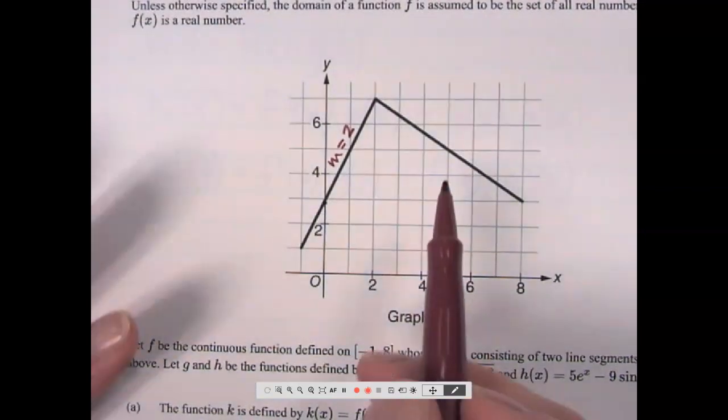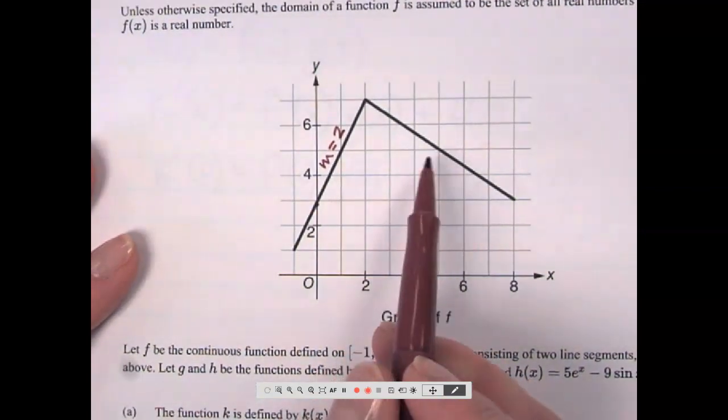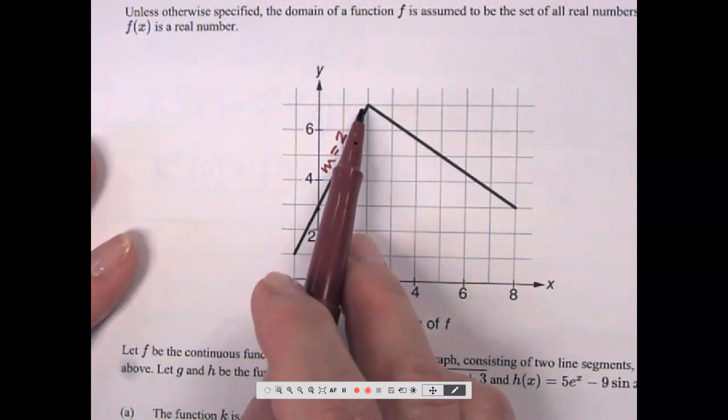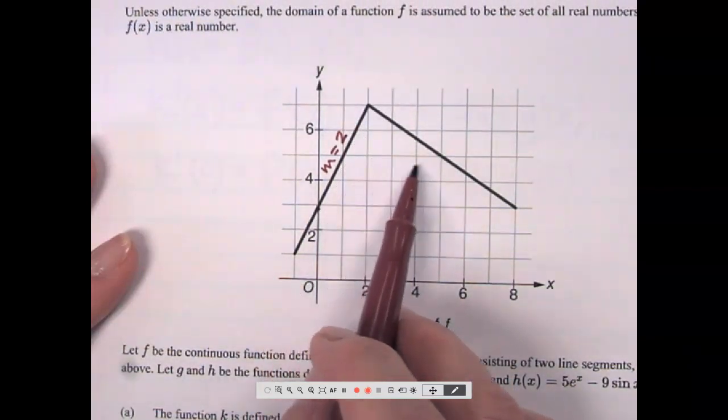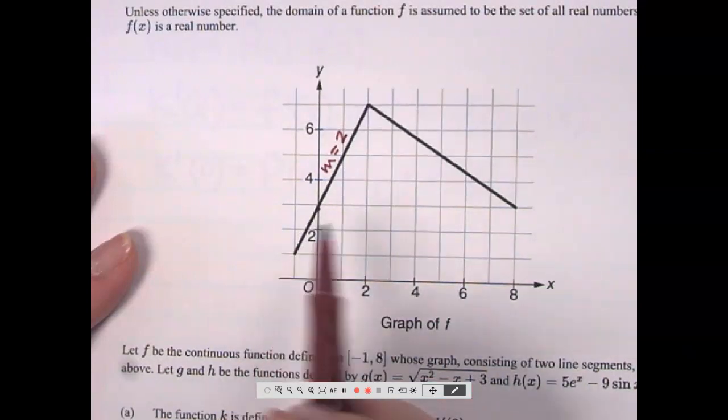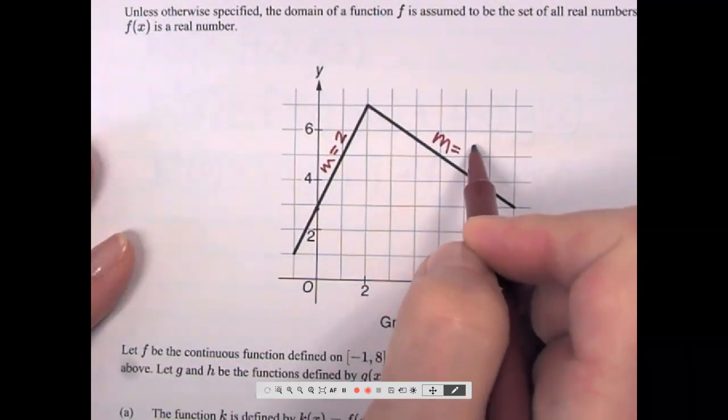All right, should we go ahead and find the slope over here while we're at it? We might as well, because I bet we're going to need it. Negative what? Negative 2 over 3.